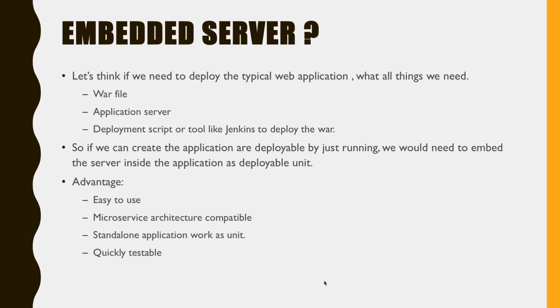So let's think about what we would have to do if we don't have an embedded server. We need to create a web application in the format of a war file, and then we need application servers like Tomcat, WebLogic, Glassfish, all those web servers. Then we have to deploy that war file. For deployment, I can use scripting, or I can use Jenkins to deploy the war file. So there are multiple processes.